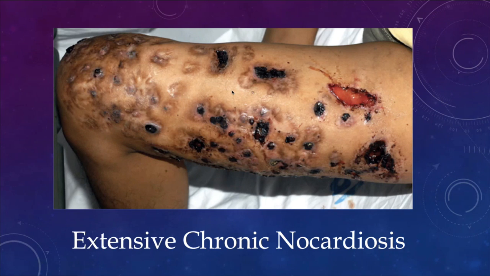This is chronic nocardiosis, obviously presenting in someone who may not have had access to medical care. So think about chronic nocardiosis as well. This could be a variety of different syndromes, but I think many of us here in the room would be surprised to hear that this is nocardia.